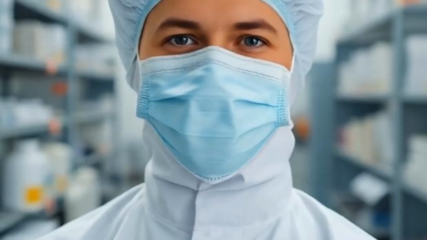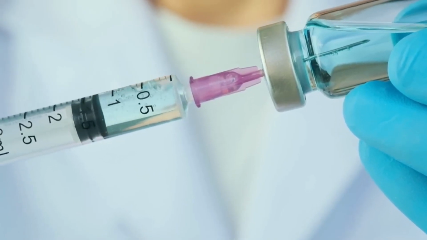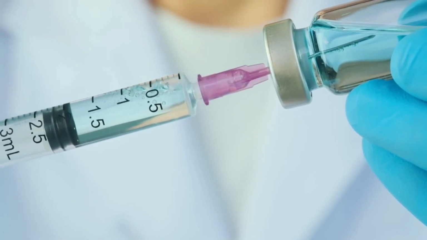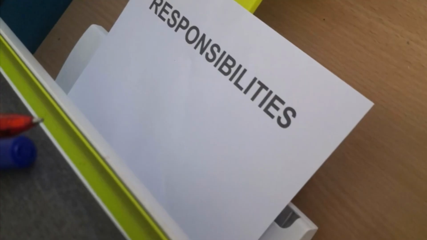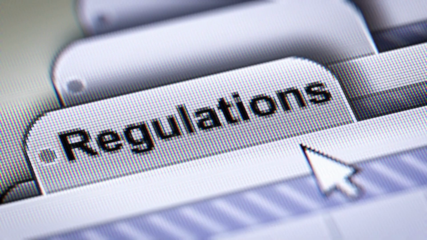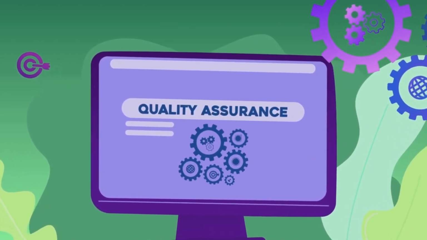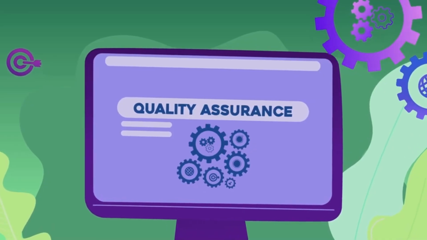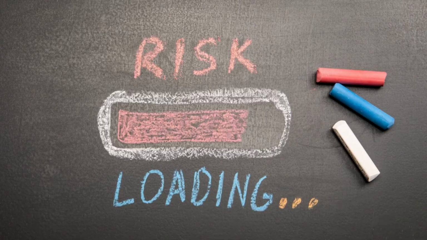Let's start with the accountable pharmacist. They oversee medicine preparation and dispensing under the Section 10 exemption of the Medicines Act, ensuring compliance with legal and regulatory requirements. Their responsibilities include regulatory compliance. They must ensure all activities comply with relevant laws and regulations. Quality assurance. They are responsible for overseeing processes to ensure medicines are prepared and dispensed safely and meet stringent quality standards. Risk management. They must identify and mitigate risks within the aseptic unit.